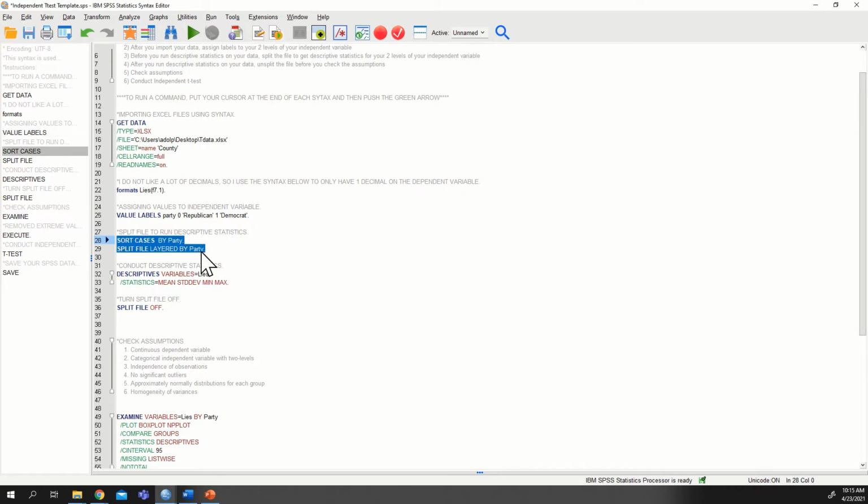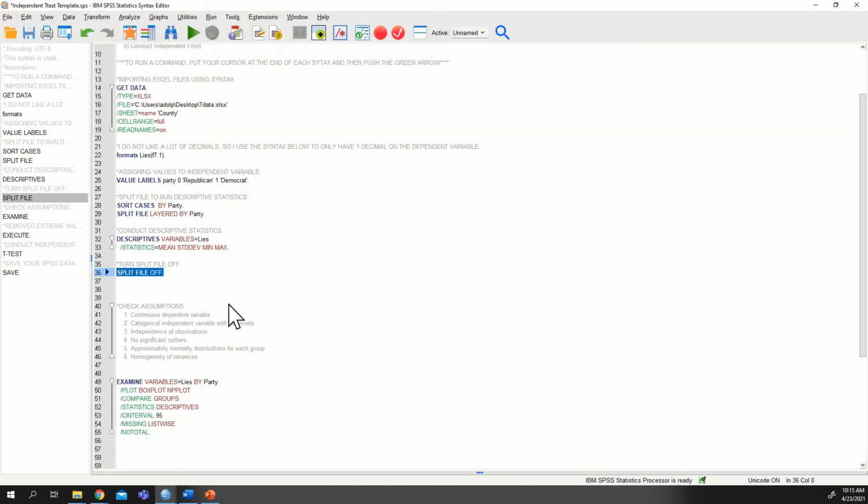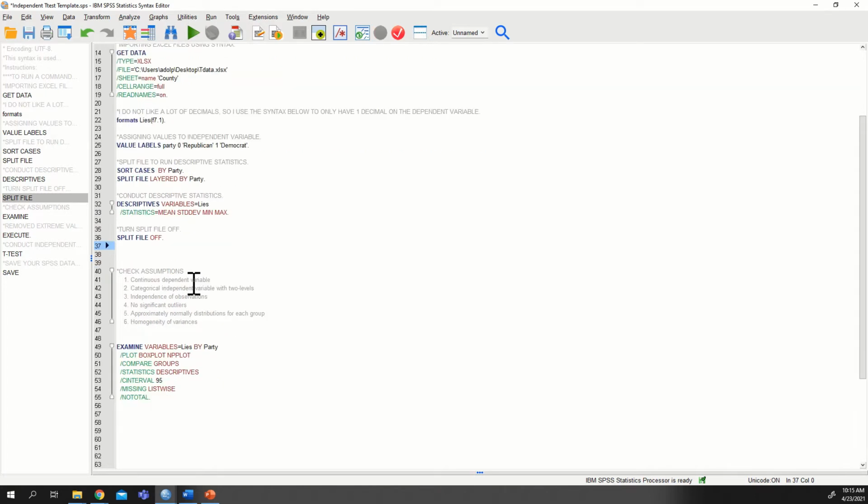This syntax is to split file. This is to conduct descriptive statistics, and this is to take the split file off. I discussed these in my other videos, so if you are curious about how to split file and run descriptive statistics, please check out my other videos.